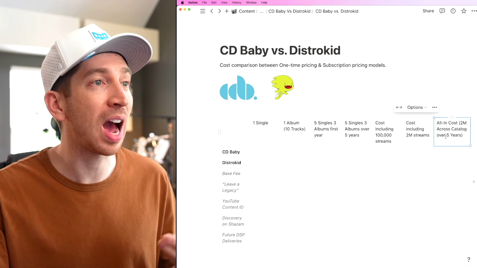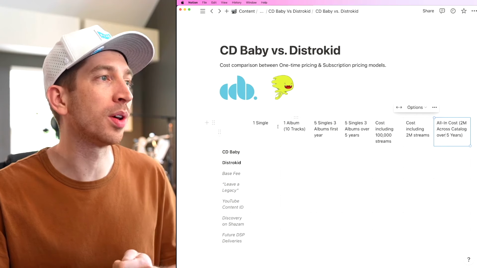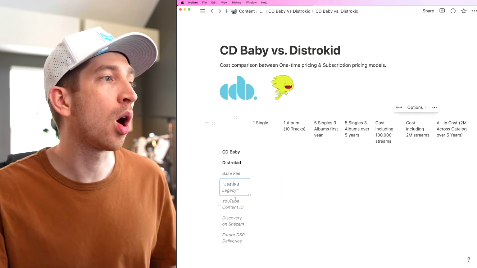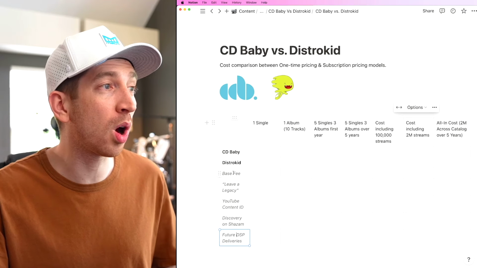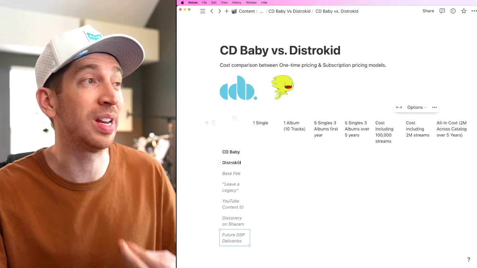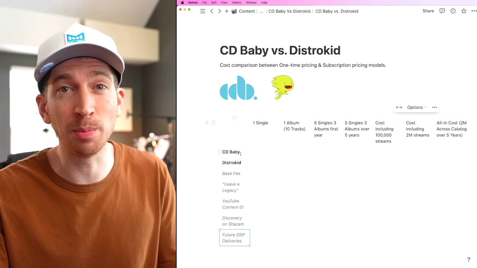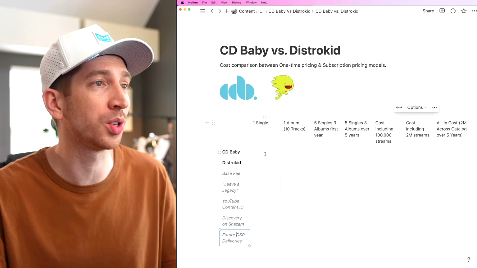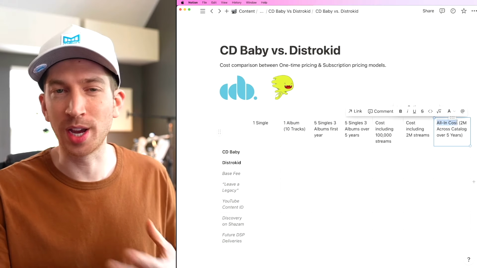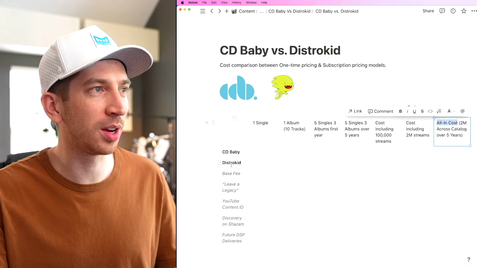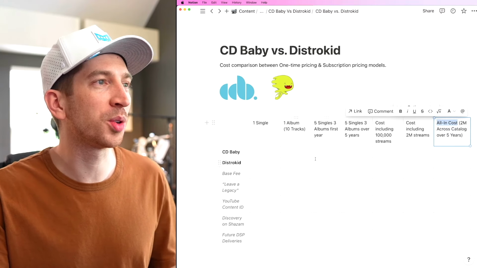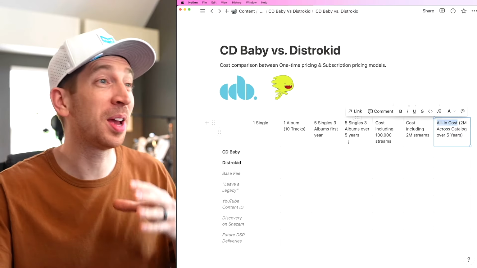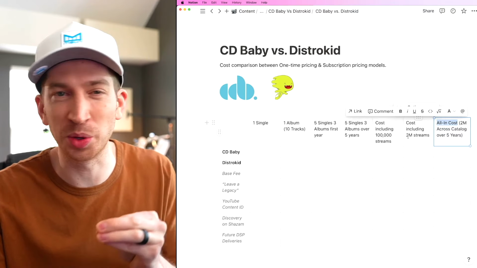And then we're going to calculate the all-in cost with all of the fees. For DistroKid, it's going to be all of the subscription fees and all of the add-ons that you would want to make your DistroKid subscription equal to what you're getting with CD Baby for free, or I should say included with the flat fee that CD Baby charges. So it's really this all-in cost that we care about between CD Baby and DistroKid with their 2 different pricing models with 5 singles and 3 albums over 5 years, and with CD Baby subtracting that 9% commission that they're taking off of your royalties.